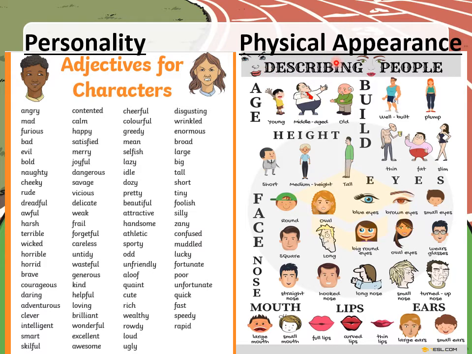Over here we have physical appearance adjectives. These describe what the person is like on the outside. So you could describe their age. Do they look young, middle-aged, or old? Are they well-built, plump, thin, fat, or slim? Are they short, medium height, or tall? Think about their face. Is it round, oval, square, long? Over on this side of the page, you'll see lots and lots of adjectives to help you describe your character's physical appearance.